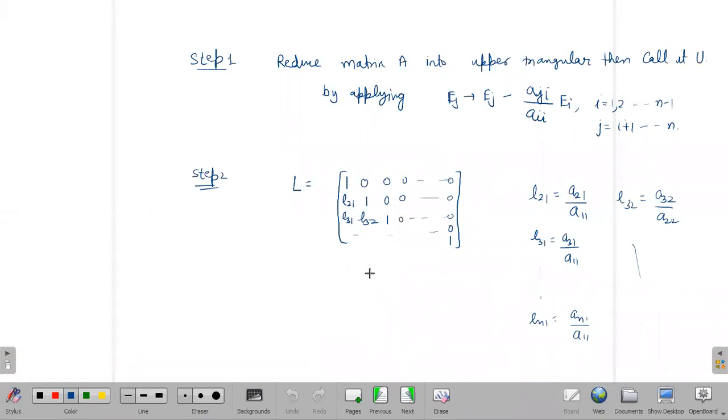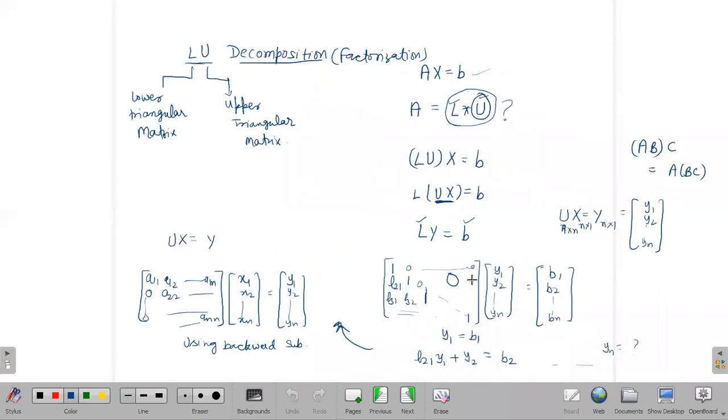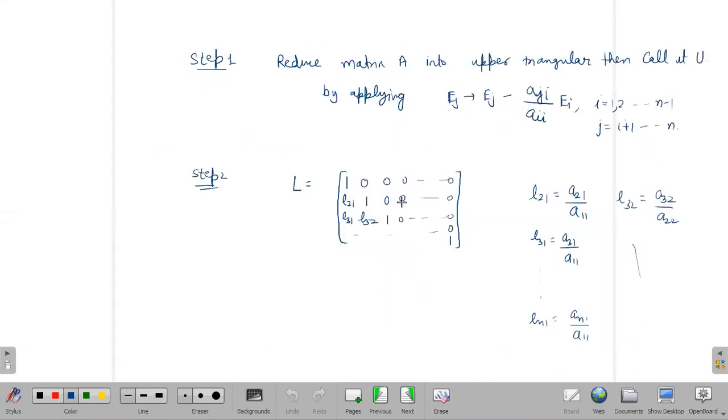So once you find L and U, then you do this procedure. First, you have to use forward substitution. Then you have to use backward substitution. So this is the procedure. Any doubt in this procedure? Gauss elimination तो लगाना ही है. Just you have to write L only from the operations.